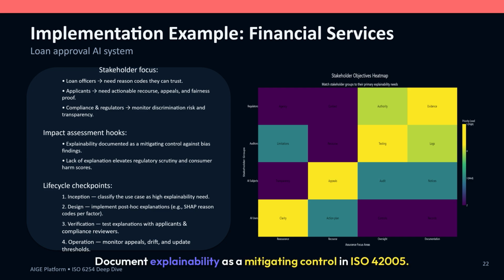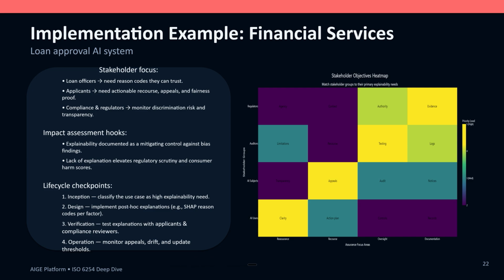Document explainability as a mitigating control in ISO 42005. Classify the use case as high explainability need at inception. Implement post-hoc explanations like SHAP reason codes in design and test them with applicants and compliance reviewers during verification. Then monitor appeals and drift in production.